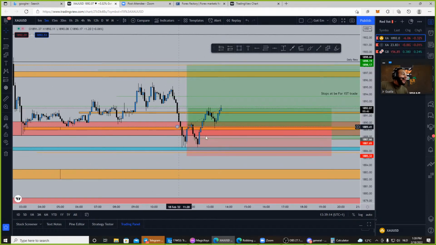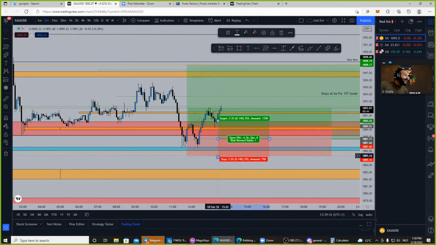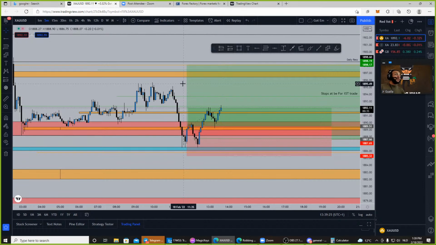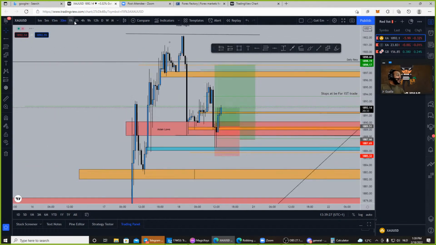Cause remember my stops. So I entered here. My stops were like what here? Okay, I'm closing at 357. Pretty good. But fuck, that's messed up though. All right. 1897.98 for possible sell entry.